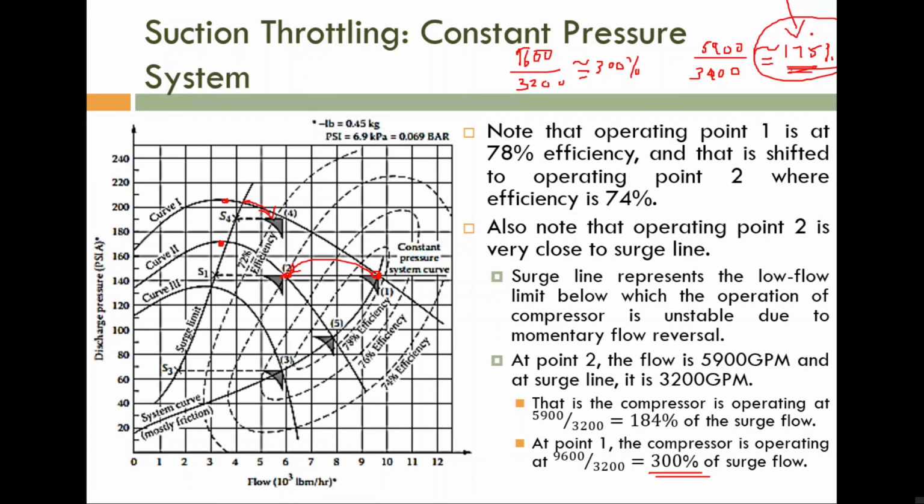The second thing that you have to note is, here you can see that even if we want to reduce the discharge pressure from 190 psi, that is this point, to 144 psi, actually what are we throttling? We are manipulating the suction line, where we are reducing the suction pressure from 19 psi to 14.4 psi. Is it okay?